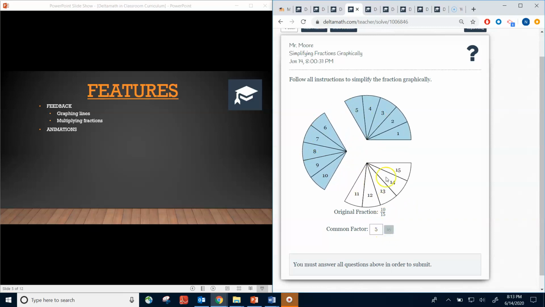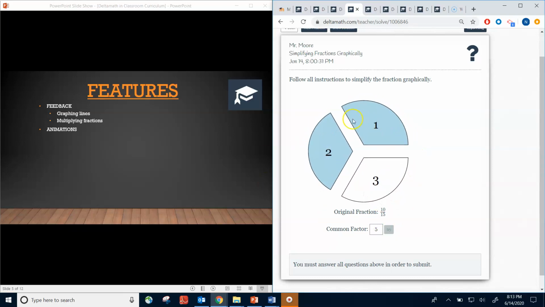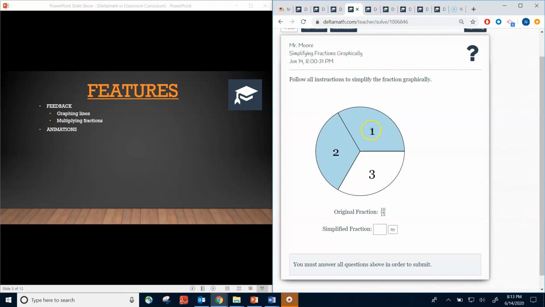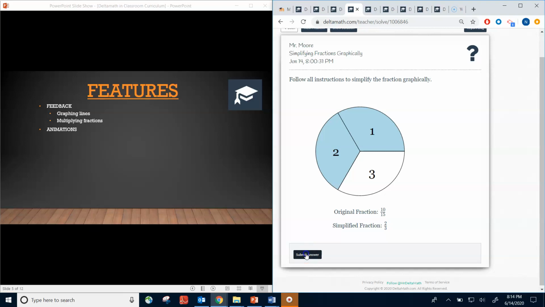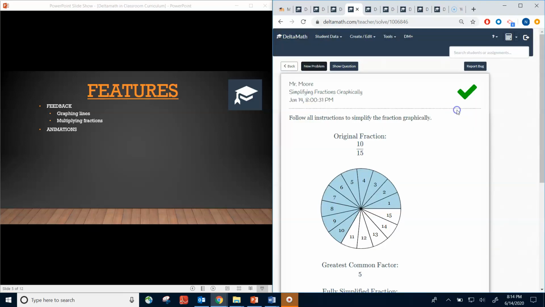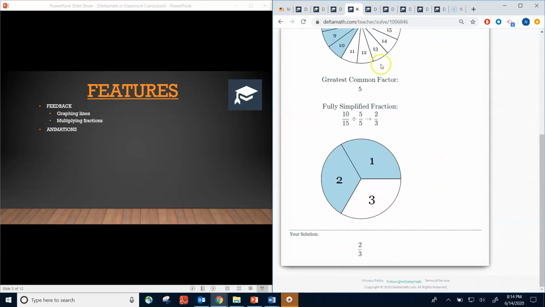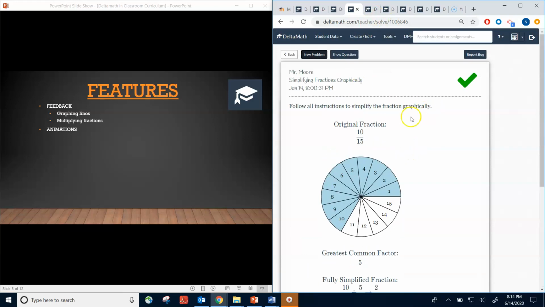And notice how it shows an animation of it splitting it up. And notice how it brought it into thirds. And told us, hey, there are 3 thirds, 1, 2, 3. And then what's a simplified fraction? Well, 2 of them out of 3. We can submit that answer. Yes. And gives immediate feedback and shows us exactly how and why we get these answers. And it does this for every question. So then let's look at another one.